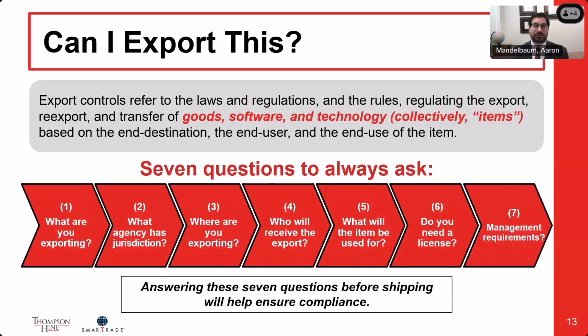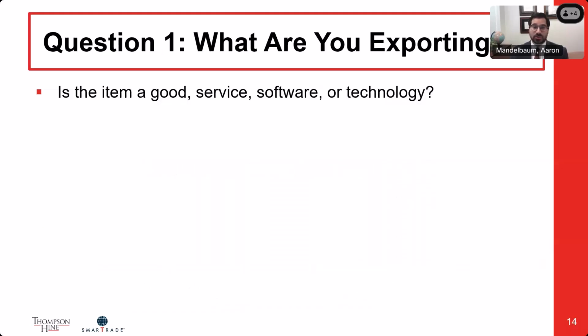Now, I've identified those 7 questions for you on the screen. Rest assured, we are now going to break it down question by question. So let's start at the very beginning. What exactly is it that you're exporting? Yes, we know that it is going to be a good, a service, a software, or technology, but we want to ask ourselves, how else can we look at it? In other words, what type of item is it?